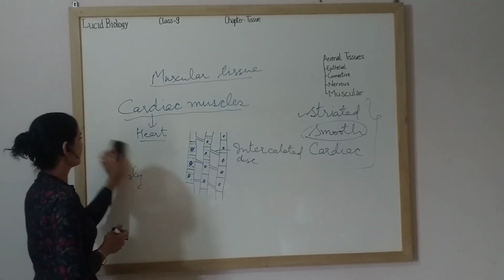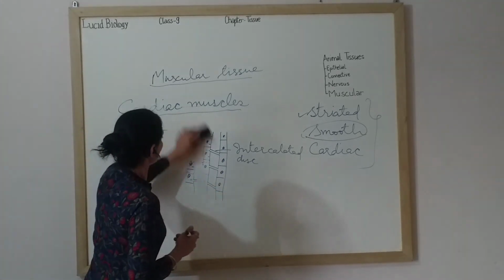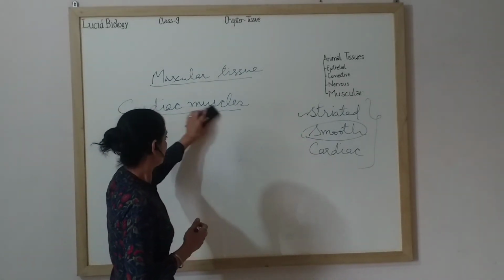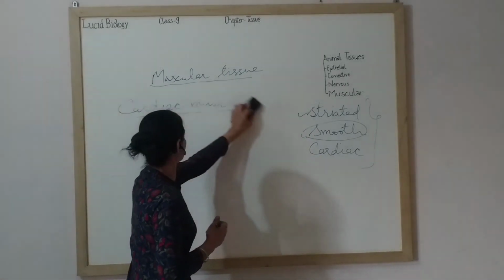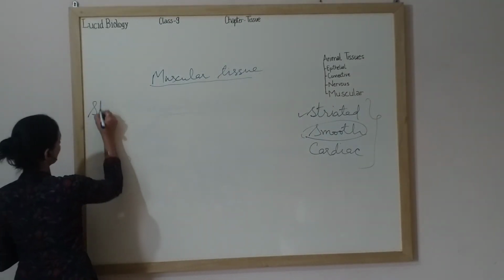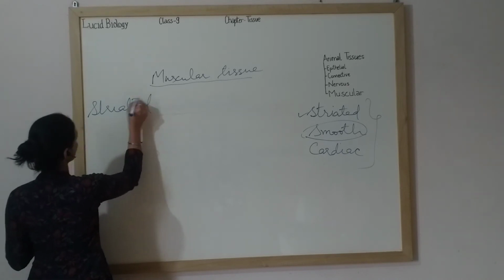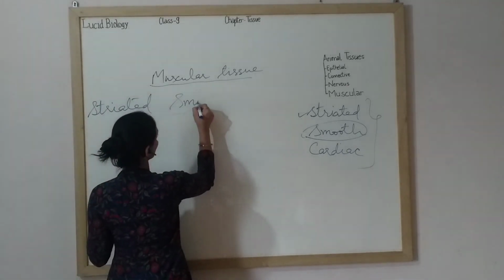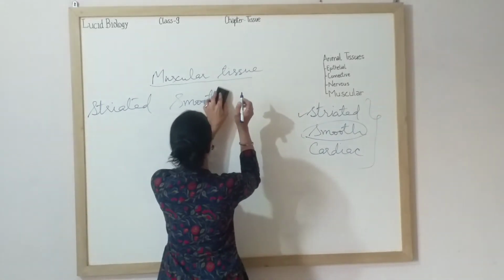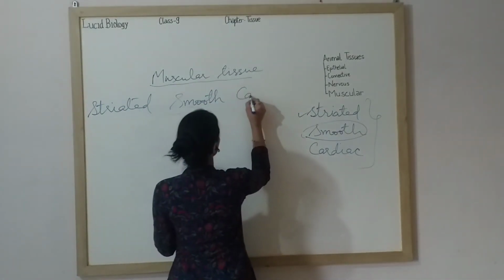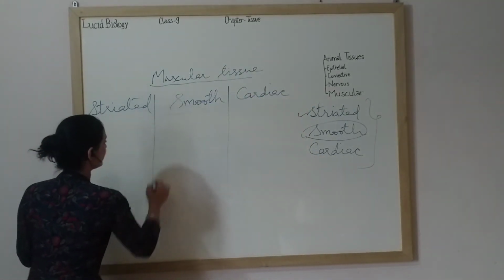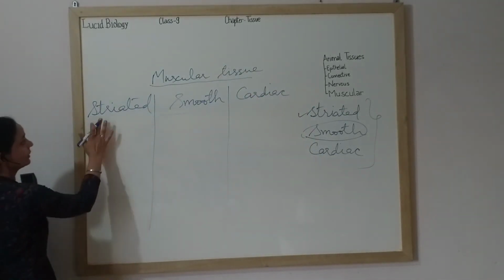We are going to write the same. We'll just write the headings. Difference in striated, smooth and cardiac muscle. Okay. The first one is striated muscle, then smooth, then cardiac. We are going to differentiate these three muscles. First of all, striated muscle.